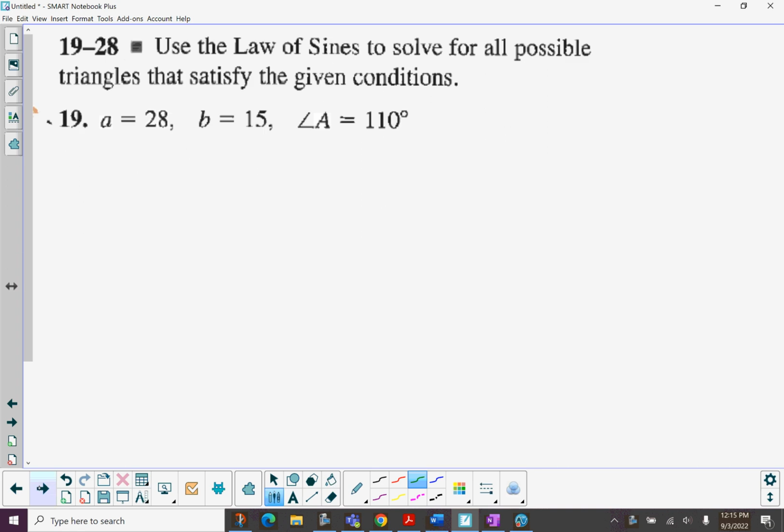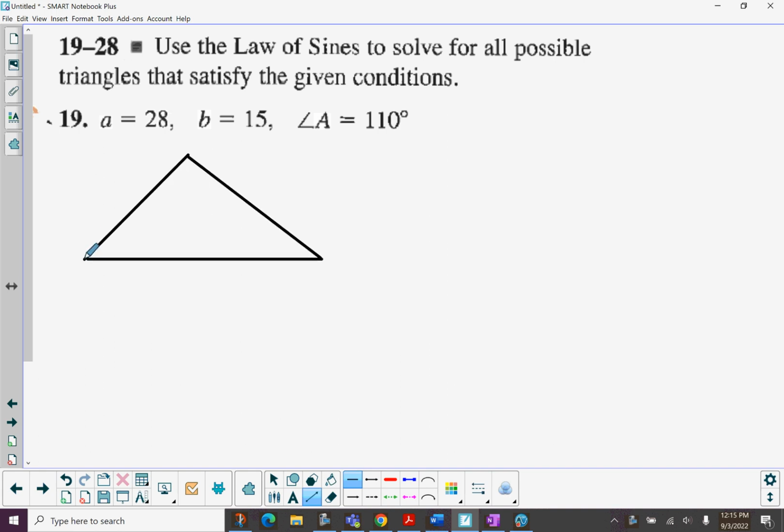Here for number 19, I'm given the length of side A, the length of side B, and the measure of angle A. Oh, that's obtuse. Maybe I'll try and put that in as I'm sketching the picture here. I'm going to call this angle A, B, C. So now side A is 28. Side B, opposite from angle B, is 15. And the measure of angle A is 110 degrees.